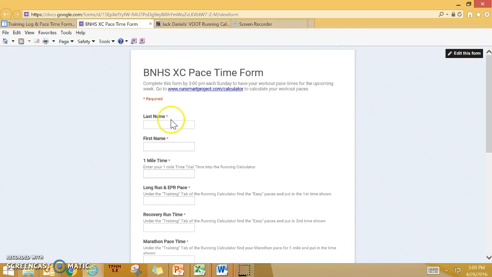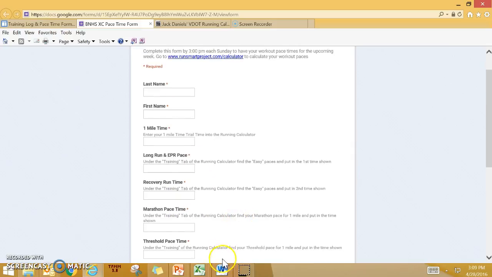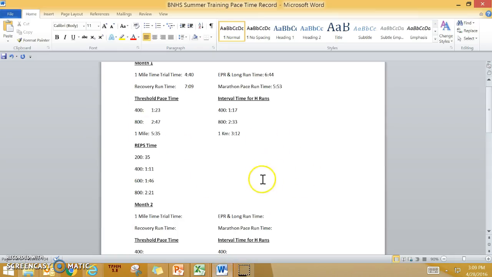You would put these in on a Sunday after your race or even a Saturday afternoon. There will be a due date and time, and you will have all this set up where you plug it in, just like you did on this sheet right here. It's all set up. All right, so let's look at another example.